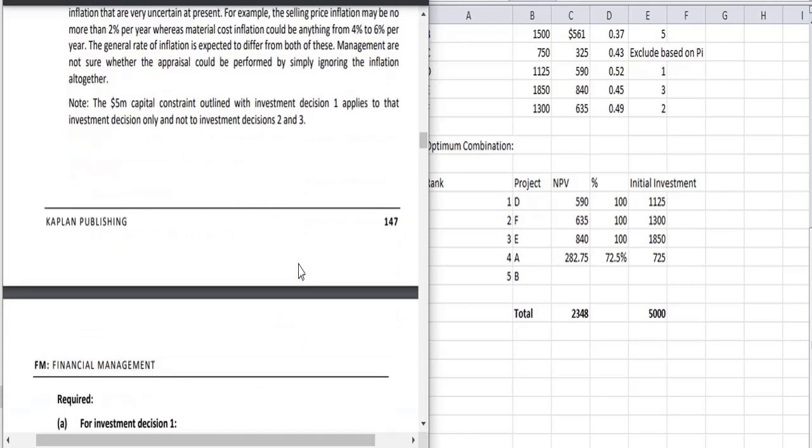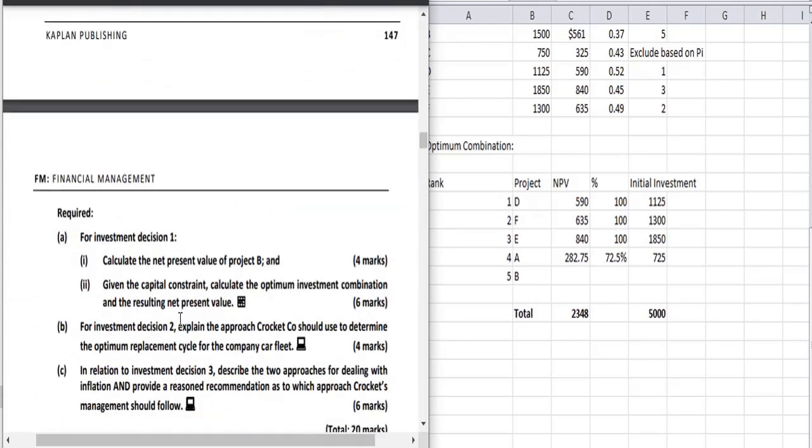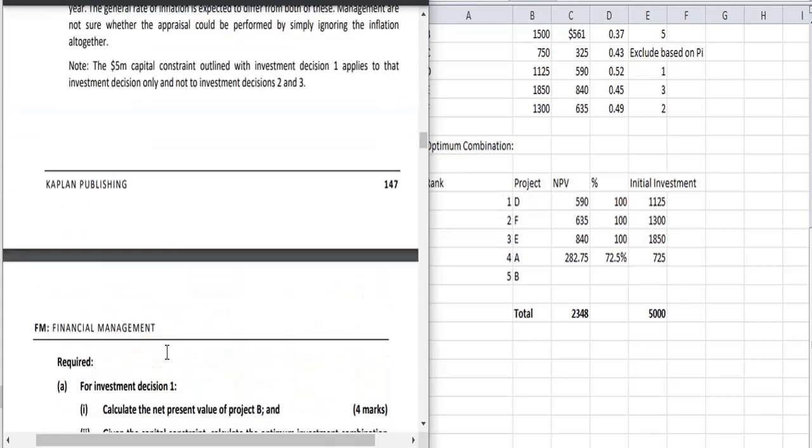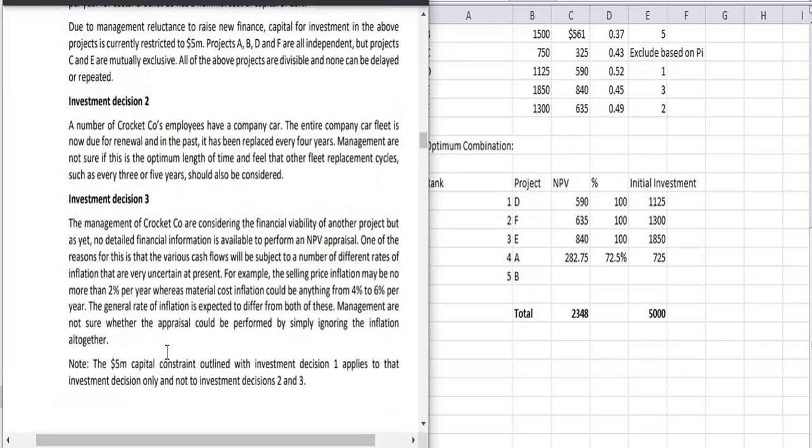So what is the next requirement? Okay, so for investment decision 2, explain the approach Crocket companies should use to determine the optimum replacement cycle for the company car fleet. What is investment decision 2? A number of corporate company employees have company cars. The entire company car fleet is now due for renewal, and in the past it has been replaced every 4 years. So management are not sure this is the optimum length of time and feel that a fleet replacement cycle such as every 3 or 5 years should also be considered.